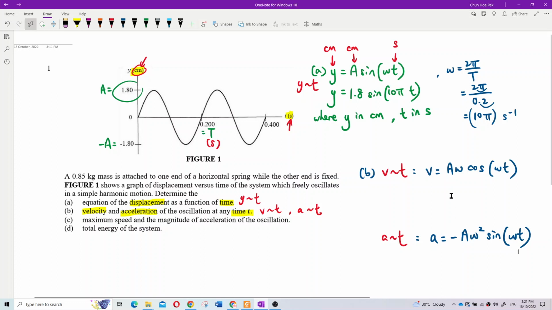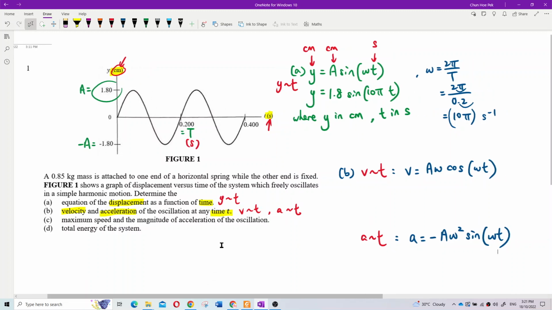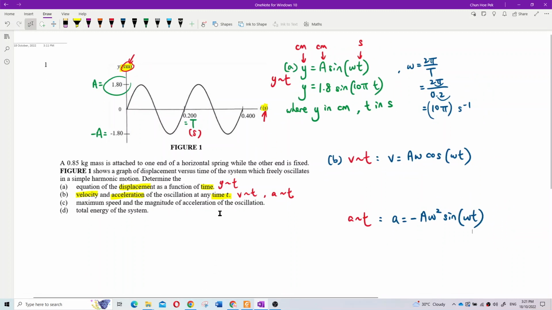Okay, done. Now we substitute the amplitude. What's the amplitude? 1.8 cm. And omega we also got already, 10 pi. So we can put in the value. So you see, this is an exam question, not the derivation. It's more straightforward, just use the equation only. So you don't have to be scared of this chapter.